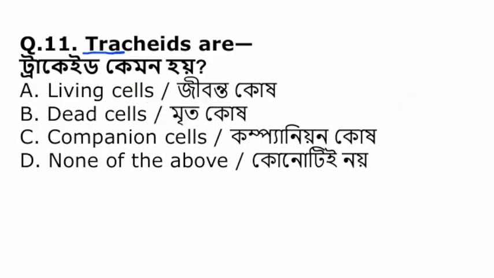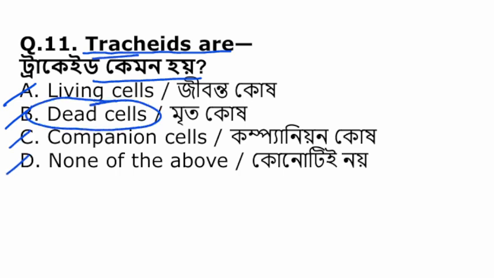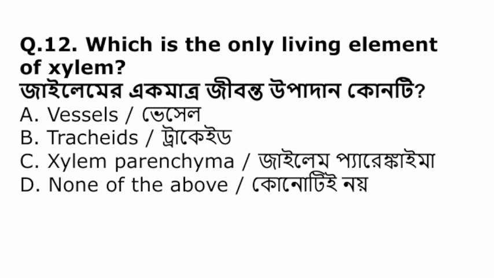Next is tracheids are. ট্রাকিডসগুলা কীরকম দেখতে? Living cells, dead cells, companion cells or none of the above. So tracheids basically are dead cells that are xylem elements, which help in the conduction of water and minerals.